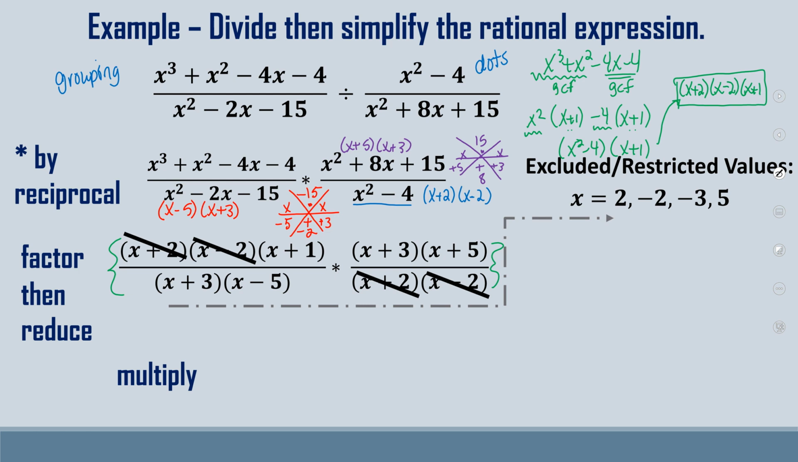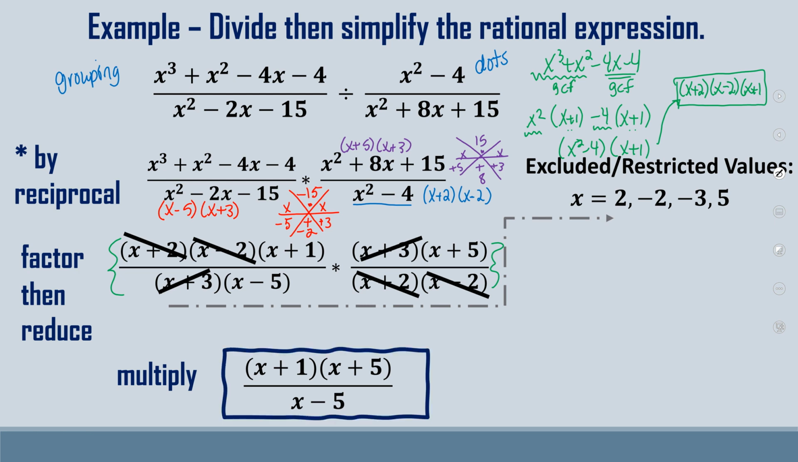In the next part, we have x plus 3 in the denominator of the first and numerator of the second, so that reduces. And the x plus 5 and x minus 5 aren't identical twins, we can't reduce them. So that leaves us with an x plus 1 in the numerator multiplied by an x plus 5. And then I just have that x minus 5 in the denominator. Nothing else can be reduced. That is our final answer.